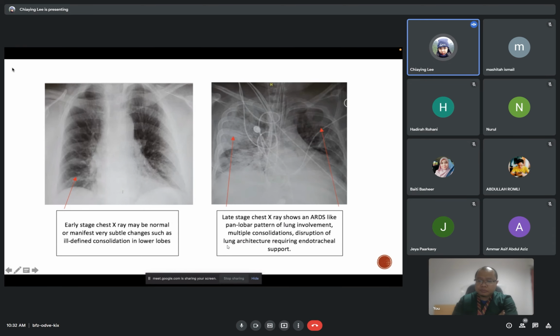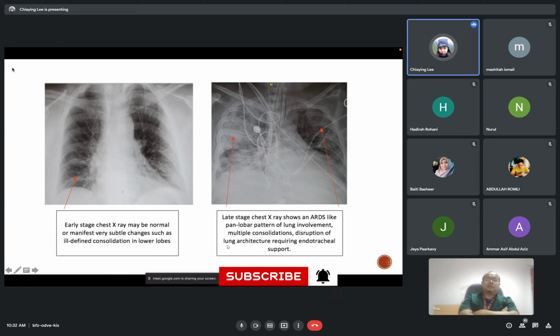So here's another chest X-ray. On the left side is an early stage X-ray. There's a very ill-defined consolidation in the lower lobes. But if you look at the X-ray on the right side, it's already late stage. You can see a pan-lobar pattern of lung involvement, and basically the lung architecture is already lost.